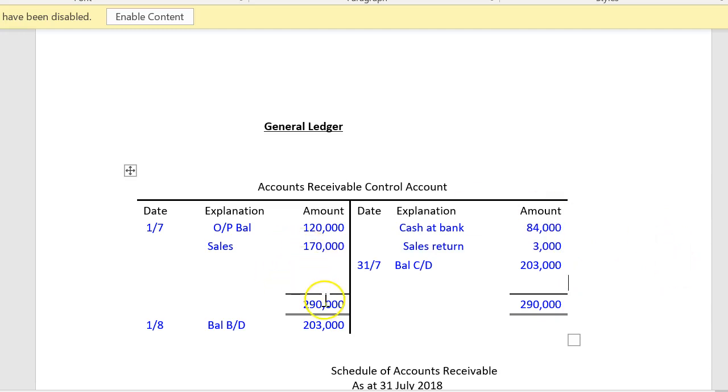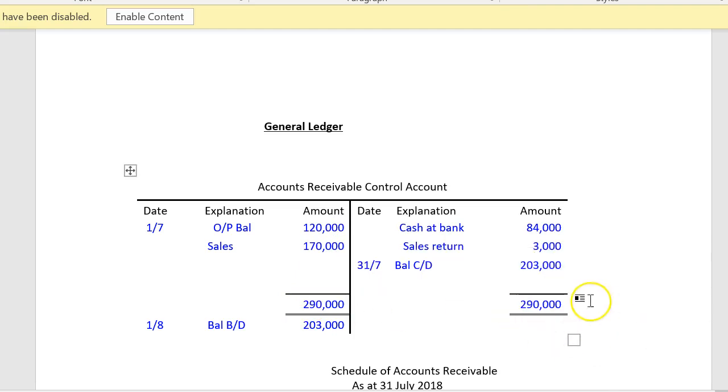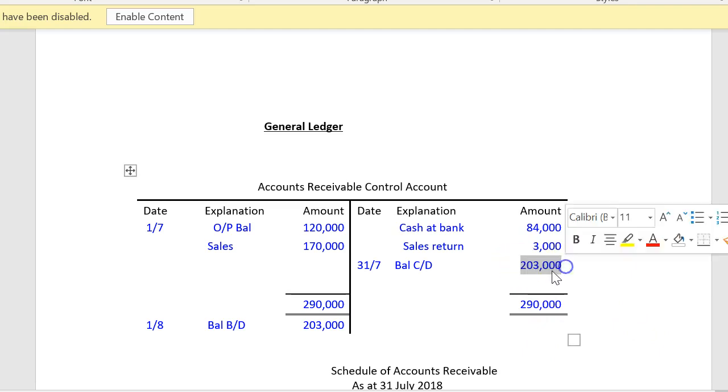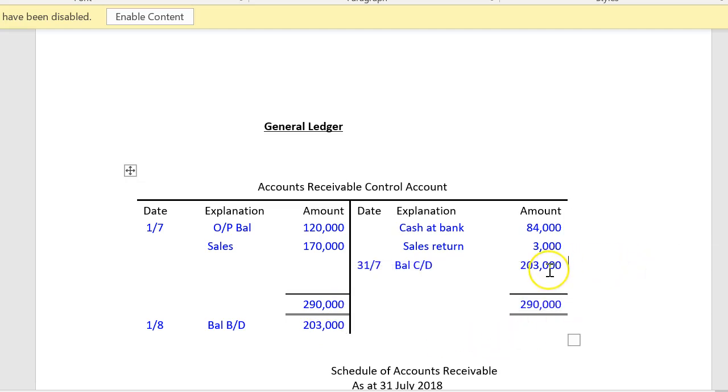Okay, so let's calculate the closing balance of accounts receivable. 120 and 170 is the highest amount, which is 290. You write 290 as a total, and the difference is balance carried down, 203,000. So when we update our subsidiary ledger accounts, the sum of the subsidiary ledger balances should also equal 203,000.